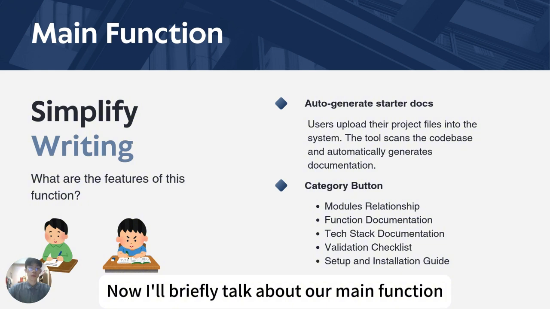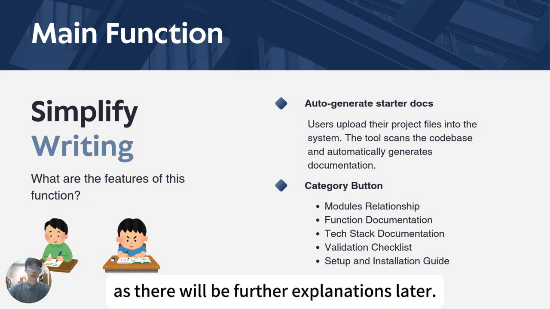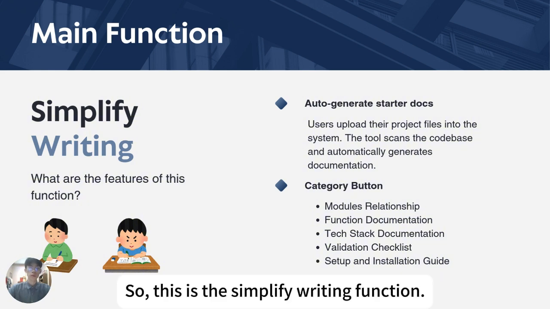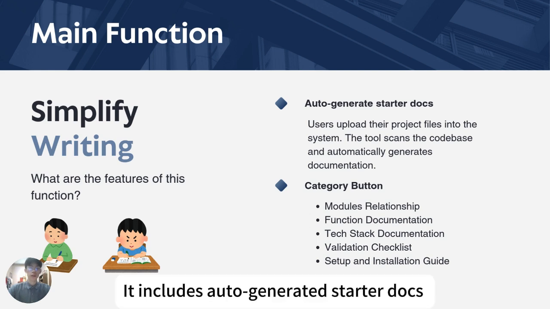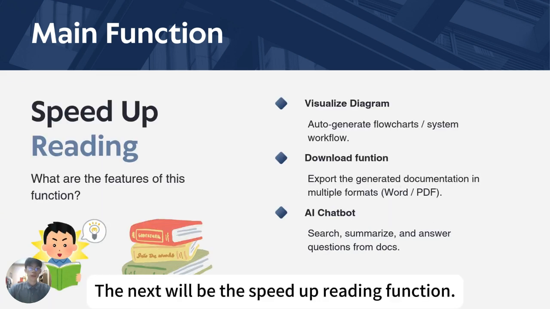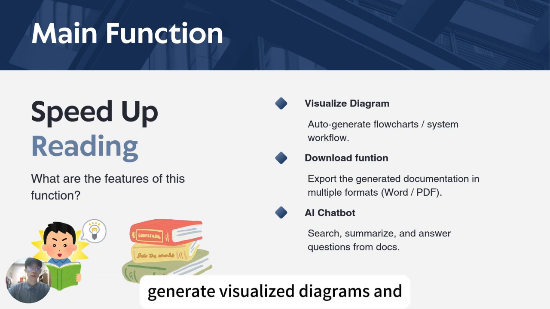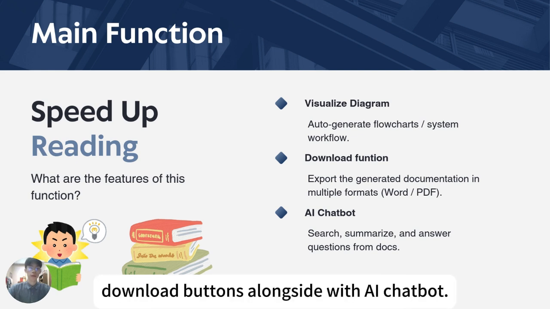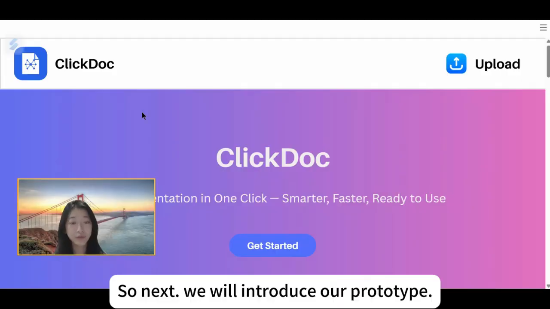Now I'll briefly talk about our main functions, as there will be further explanations later. So this is simplified writing functions. It includes auto-generated starter docs and category button features. The next will be the speed up reading functions. We are adding buttons that generate visualized diagrams and a download button, alongside an AI chatbot. So next we will introduce our prototype.